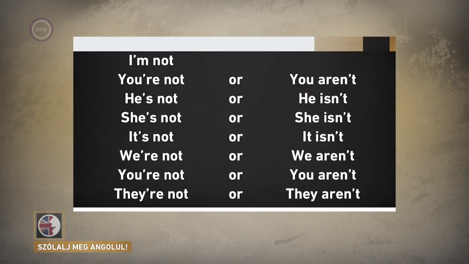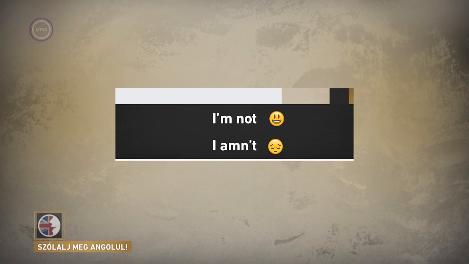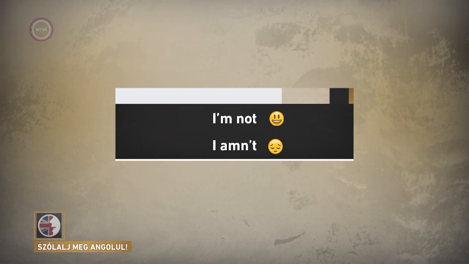We can say you're not or you aren't. He's not or he isn't. She's not or she isn't. It's not or it isn't. We can say we're not or we aren't. You're not or you aren't. Or they're not or they aren't. The only place where there is only one form for the negative form of the verb to be is with the first person singular. There, with the first person singular, we can only say I'm not. We can't say I amn't. It sounds terrible. Okay, so that's what we looked at yesterday.